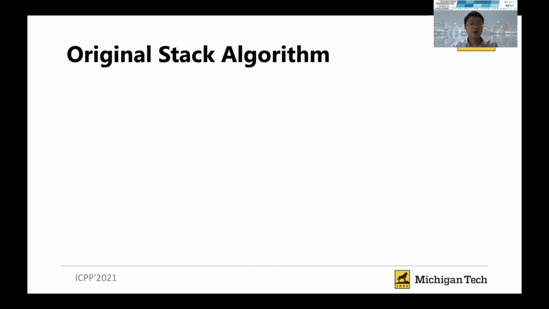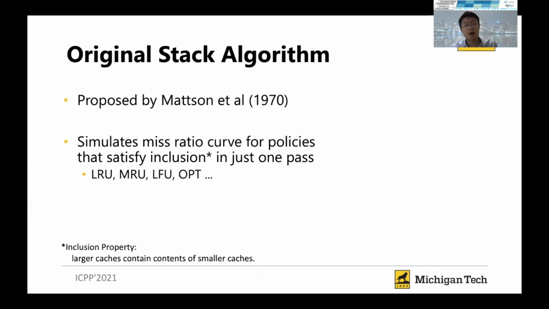Mattson's stack algorithm simulates miss ratio curves for replacement policies that satisfy the inclusion property in just one pass. These replacement policies are also called stack algorithms. LRU, MRU, LFU, and OPT are all examples of stack algorithms.